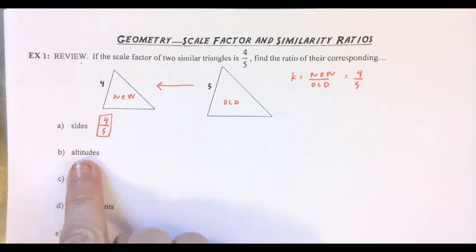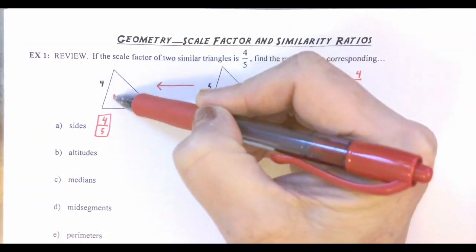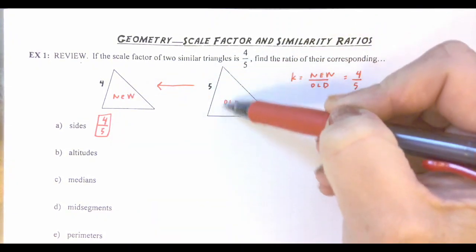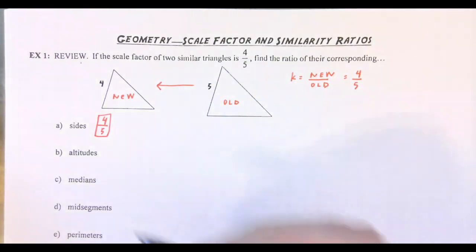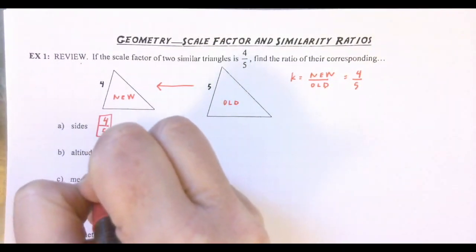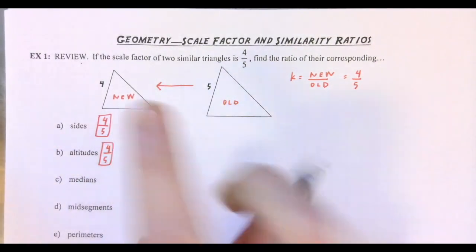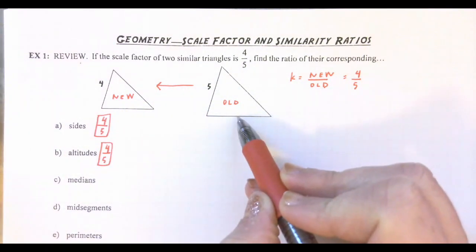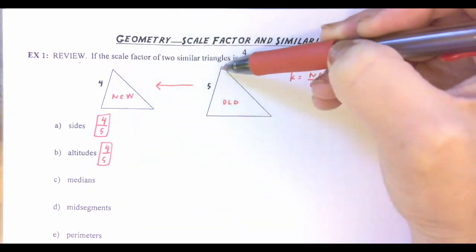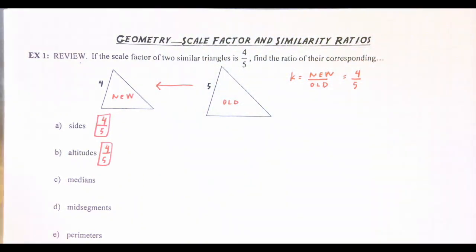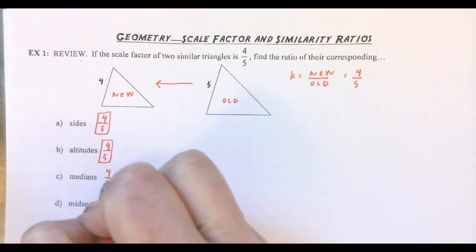So altitudes, that's the perpendicular segment that connects vertex to base. The altitude here would match here. They'd be corresponding in the same ratio, 4 to 5, as that scale factor. So altitude, 4 to 5. The medians, if I put my midpoint right here and my midpoint right here and drew in a segment that connected the vertex to that midpoint, and then here to here, those would be corresponding medians. They'd have the same relationship as the scale factor, 4 to 5.